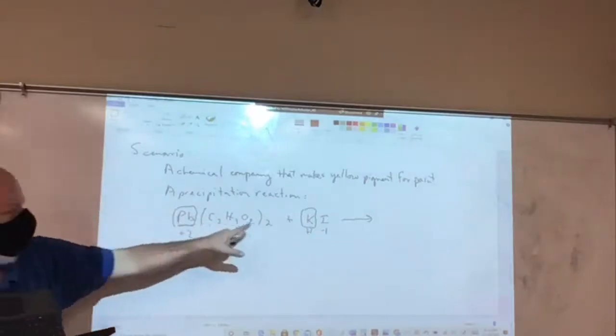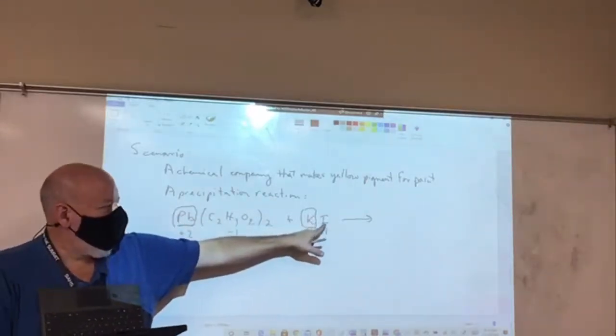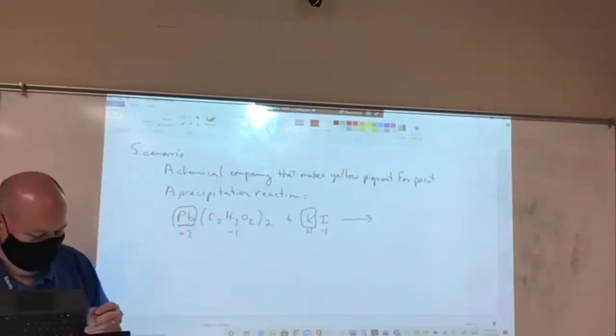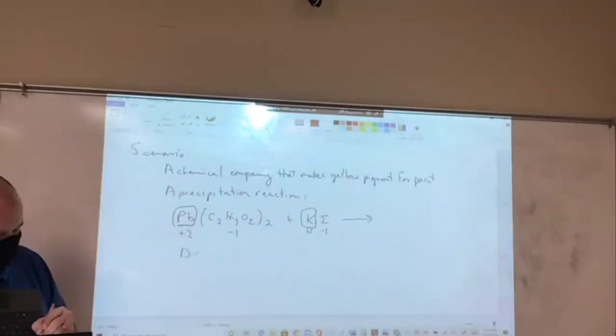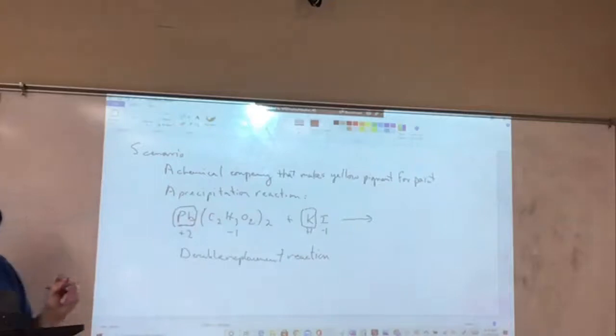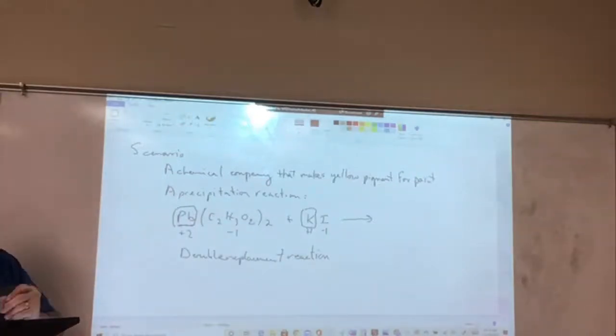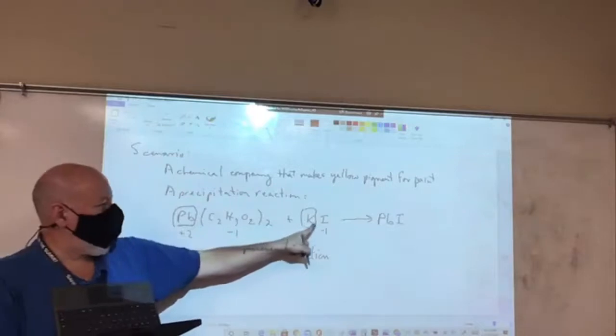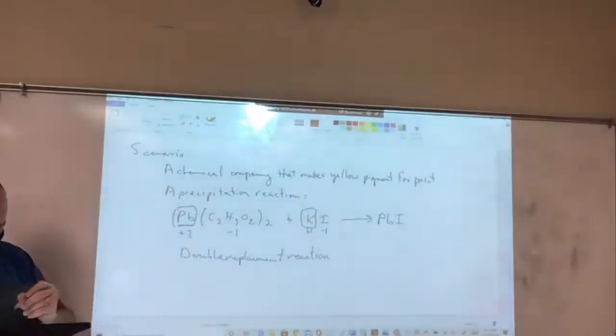And because the lead replaces the potassium, and the potassium replaces the lead, we're going to call this a double replacement reaction. Okay, so this is a double replacement reaction. And what we're going to get is lead iodide then. If lead switches with potassium, it's going to now be paired with iodine.